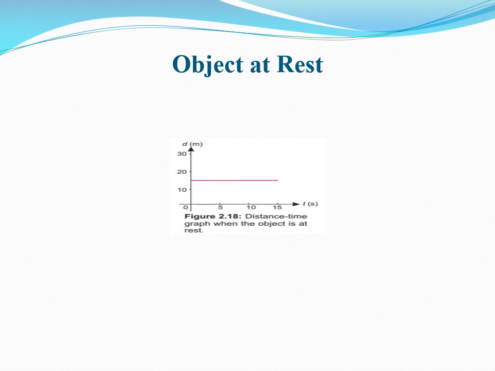So this graph may be representing a body at rest, or you can say that the graph is representing any body with 0 speed, with no speed. So both aspects can be discussed with this single graph.